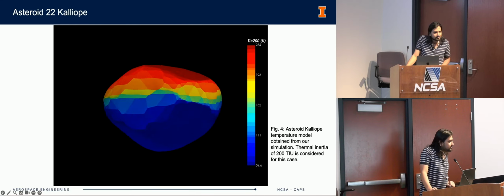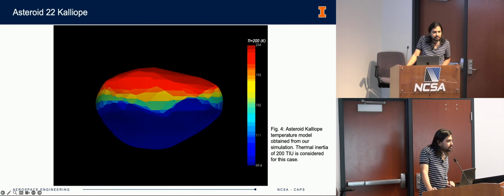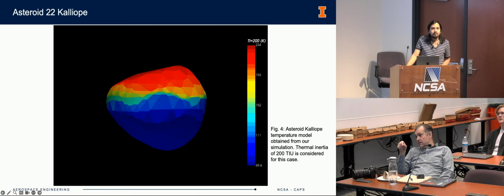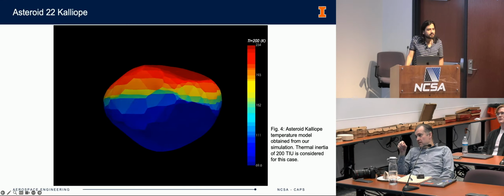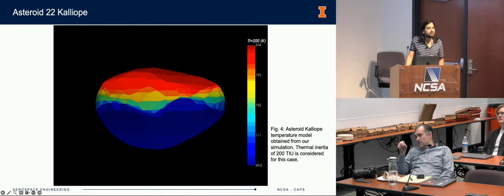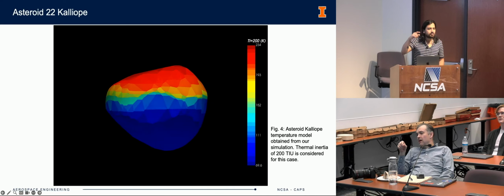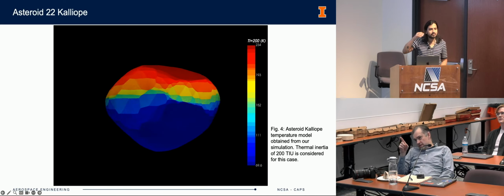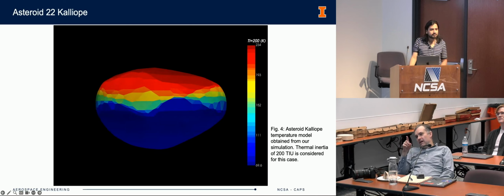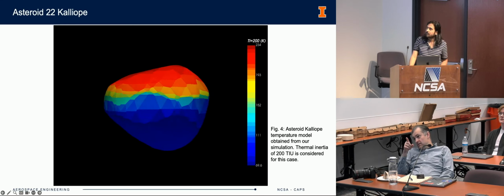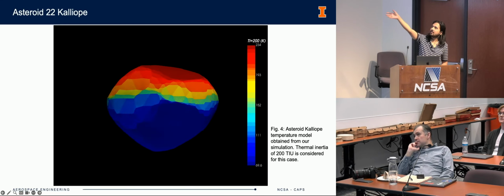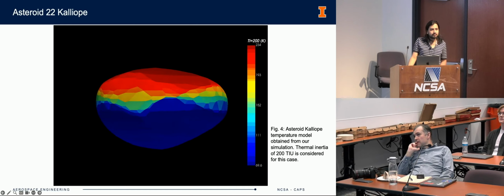How is thermal inertia different than heat capacity? It also takes in heat capacity, conductivity, and the density. So it's the square root of K, rho, Cp. That's the thermal inertia. It's a composite of those. And then you made this model? No, the shape is available, and the temperature values, that's what we have obtained.